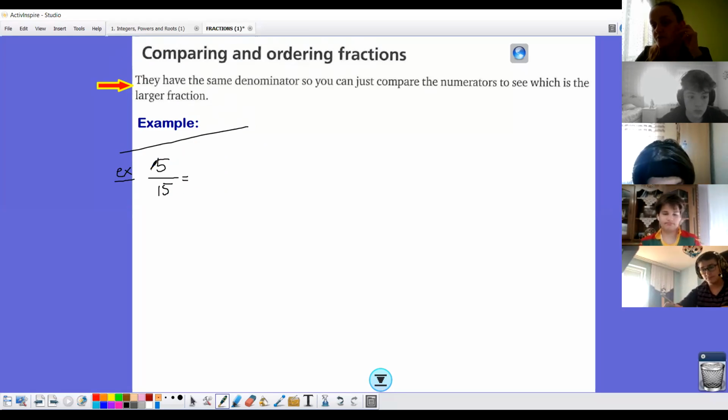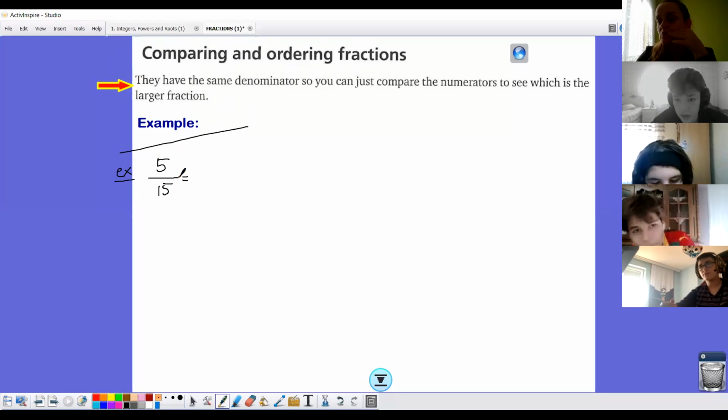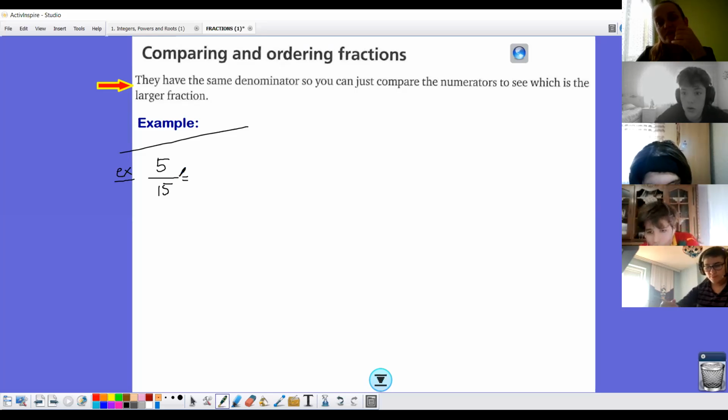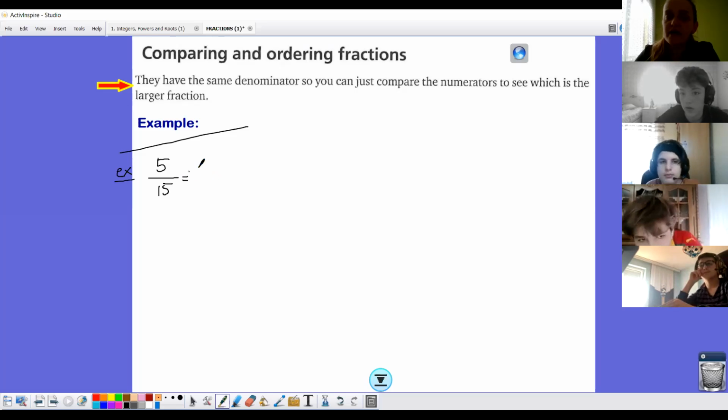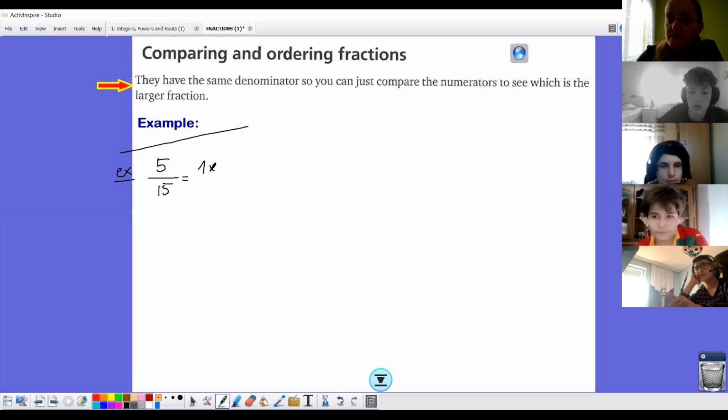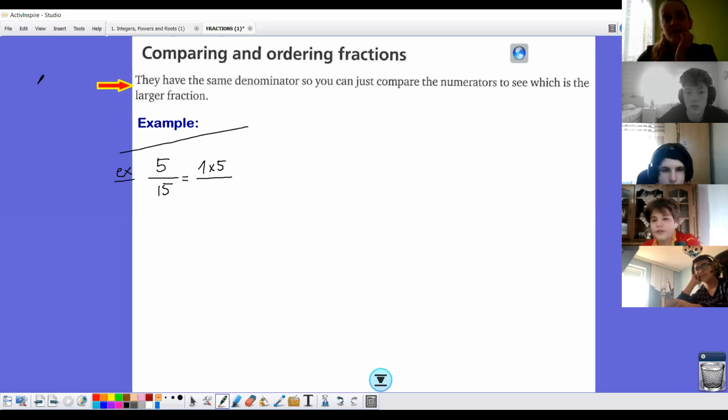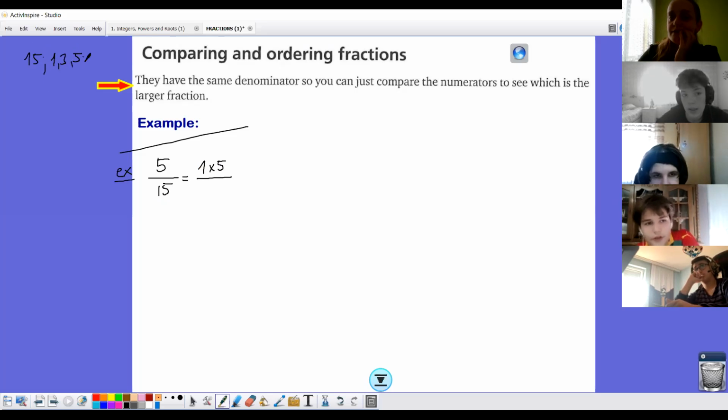What are the factors of 5, Yavuz? Factors of 5? We studied factors, yes? 1 and 5 only, because 5 is a prime number. So 1 times 5 will be this one. The factors of 15: 3 times 5, we have 15. The factors of it are 1, 3, and 5.